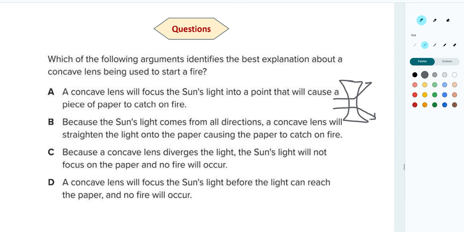So, a concave lens will focus the sun's light. No, concave lenses do not focus light. Because the sunlight comes from all directions, a concave lens will straighten the light. No, they do not straighten the light. They cause light to diverge, as this picture shows. Because a concave lens diverges the light, the sun's light will not focus on a paper. This is true. It diverges light. It will not focus the light. And a concave lens will focus the sun's light? No, because it doesn't focus the light. It is a convex lens that will focus the light.